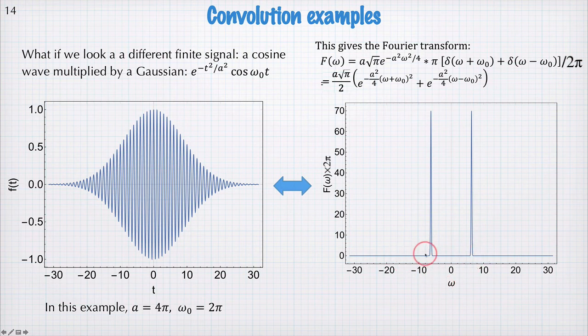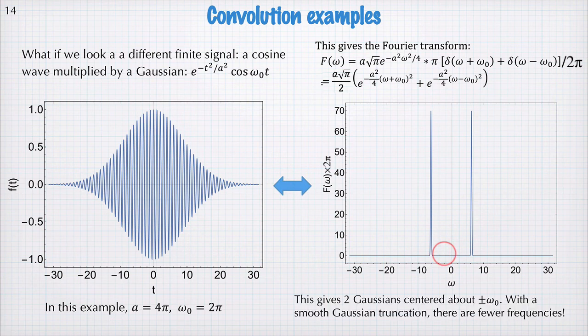Now we are lacking these ripples on either side. These ripples were coming from the sinc function. The Gaussian truncation gets rid of those ripples. It's a much cleaner sort of truncation. So we get two Gaussians centered about plus and minus omega naught, and the smooth Gaussian truncation gives us fewer frequencies than that messy sinc function due to the top hat truncation.